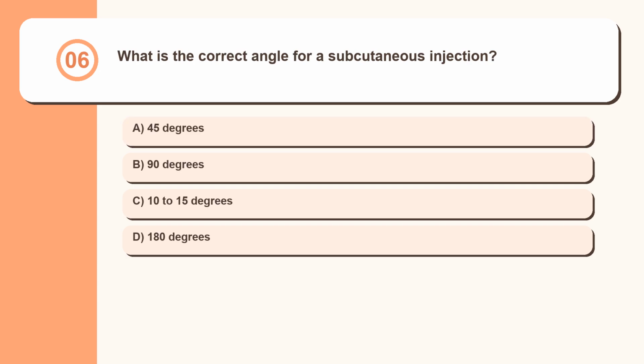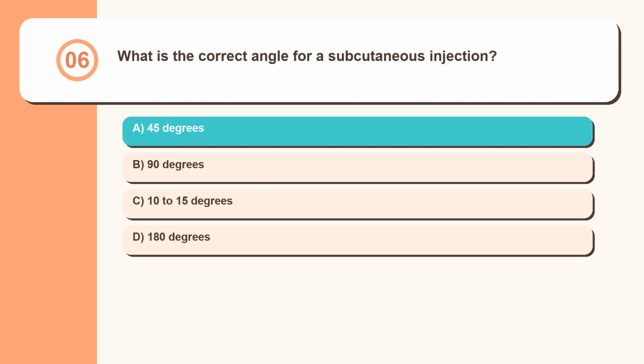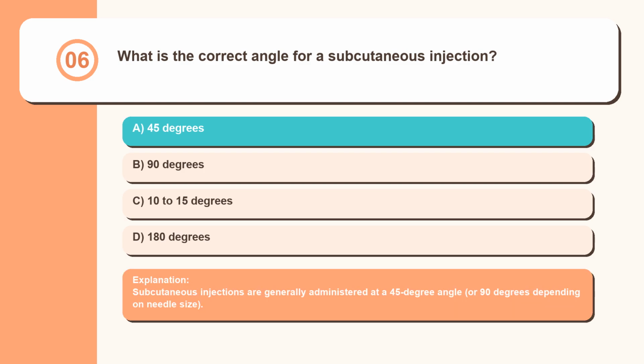Question 6. What is the correct angle for a subcutaneous injection? 45 degrees, 90 degrees, 10 to 15 degrees, 180 degrees. Subcutaneous injections are generally administered at a 45-degree angle, or 90 degrees depending on needle size.